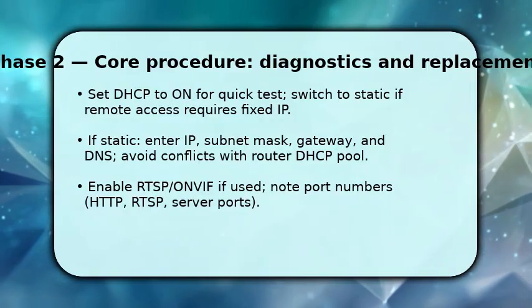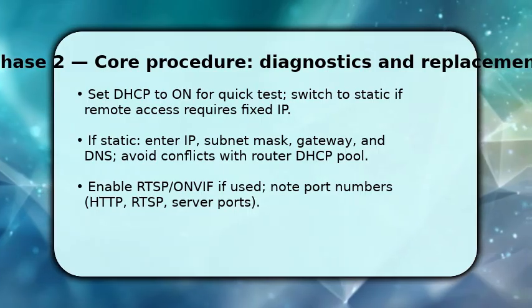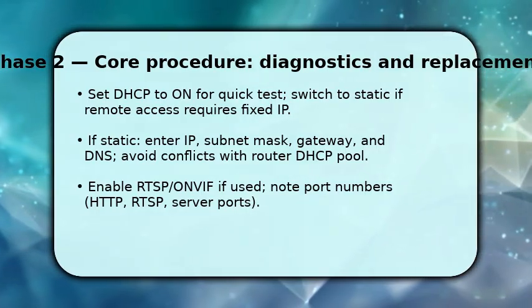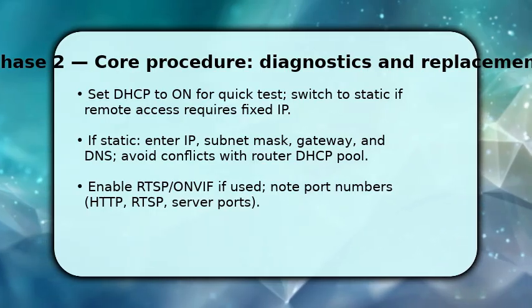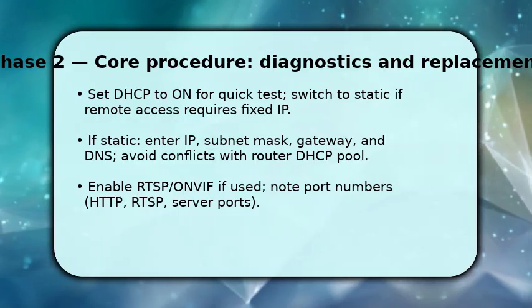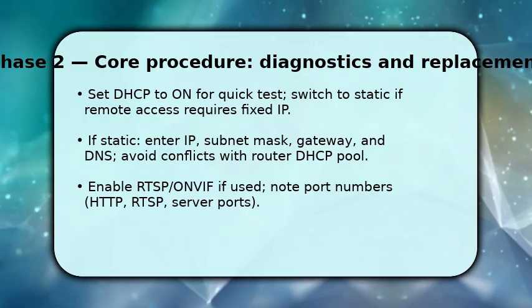Navigate to Network or TCP/IP settings and choose DHCP to verify connectivity quickly. Once done, if you need predictable access, switch to a static IP. Enter IP, subnet mask, gateway, and primary DNS, and make sure the address is outside the router DHCP pool to avoid conflicts.